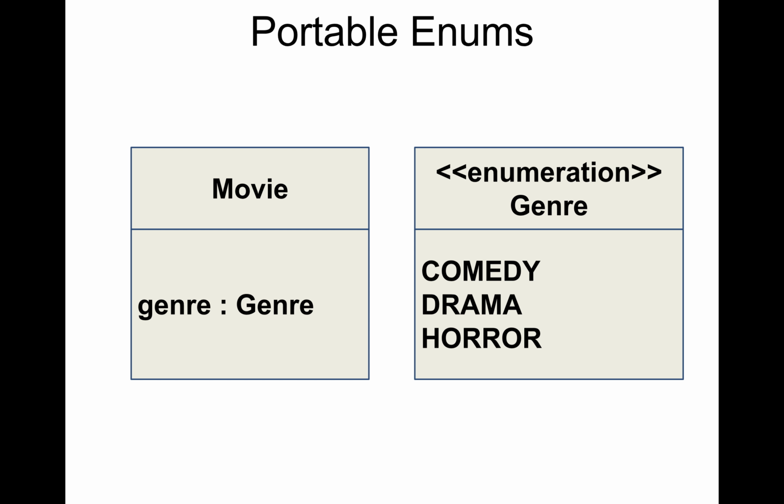And in UML you would represent it this way. So we have the movie genre field of type genre, which is referencing all the possible values in the enumeration genre. So we model it using a stereotype called enumeration.